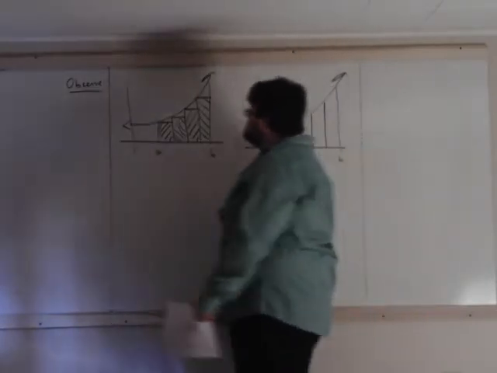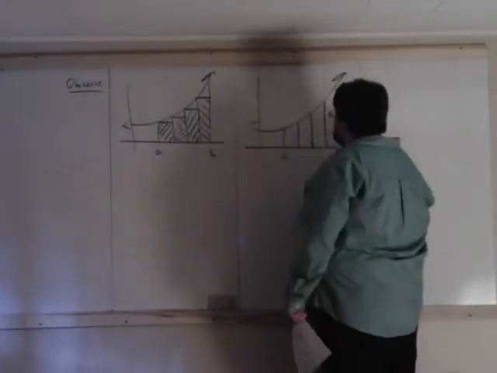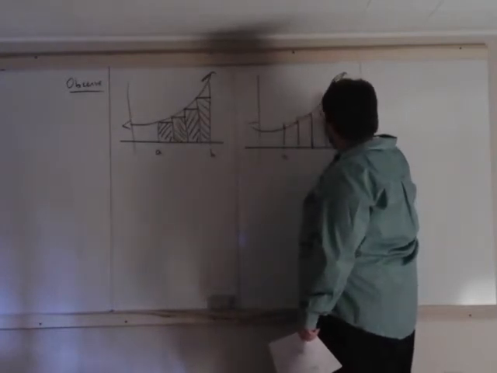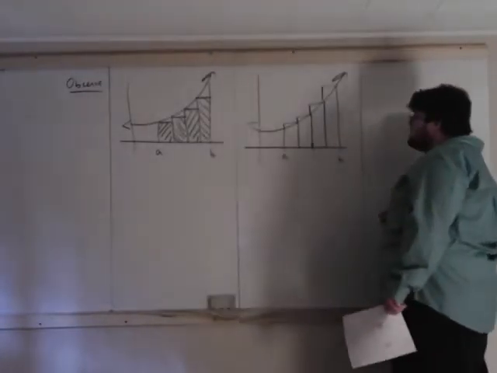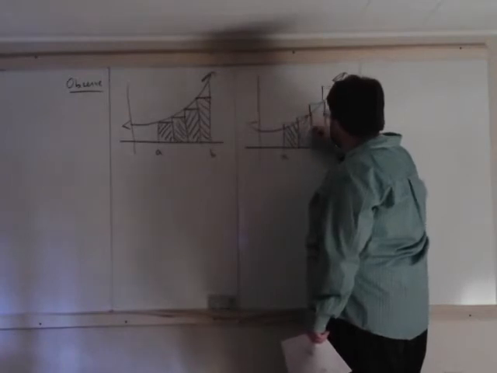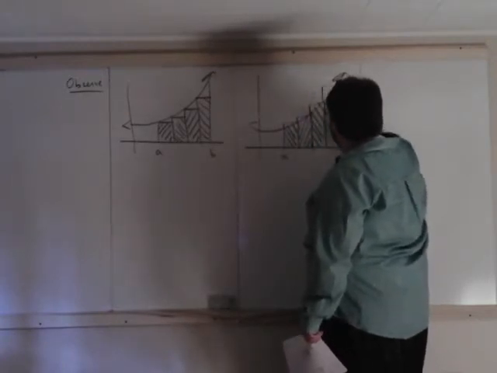Notice how we formed these rectangles. Well, let's not notice how we formed these rectangles until I form these. We could have also done this, and formed rectangles like that. And we'd get areas of rectangles like this.